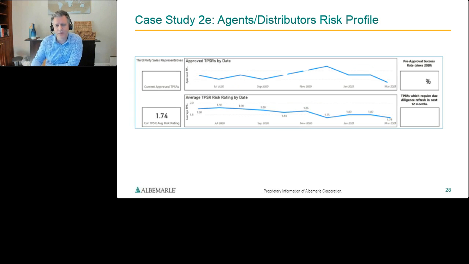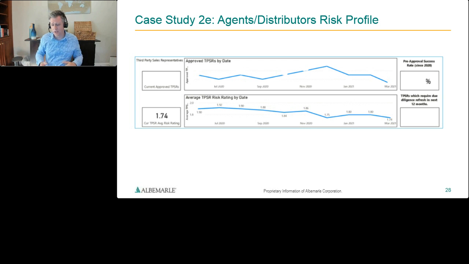Finally, with distributors, this is an example of a risk profile chart. With the information being scrubbed out, what you can see is that for any particular business unit or for Albemarle as a whole, we have the total number of third parties, the average risk rating of the selected third parties, the success rate in terms of pre-approvals, and then you can see that we've taken snapshots over time of that number and also the risk profile, which can inform senior management of what our risk profile is for a particular business unit and in a particular country.